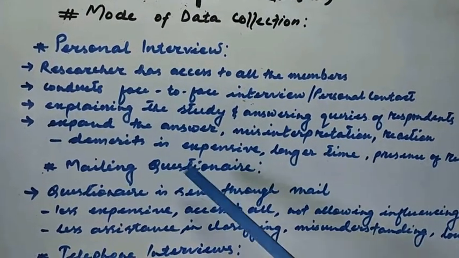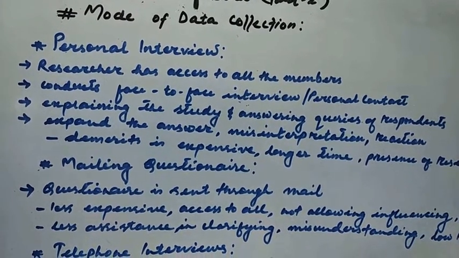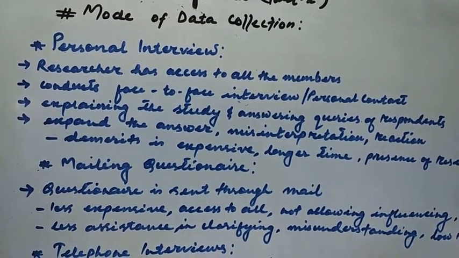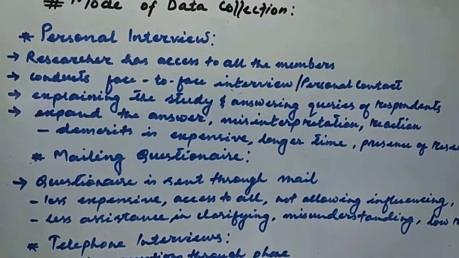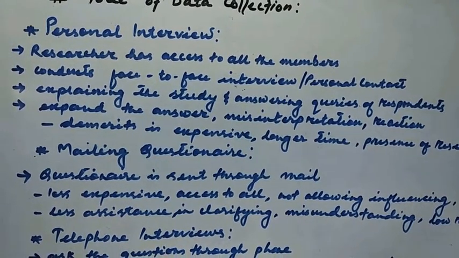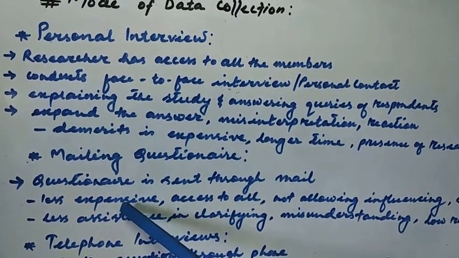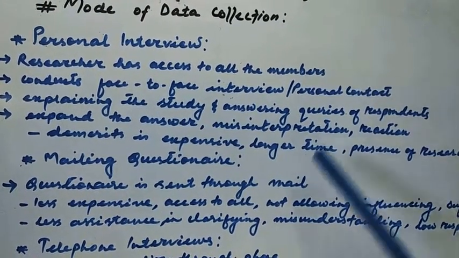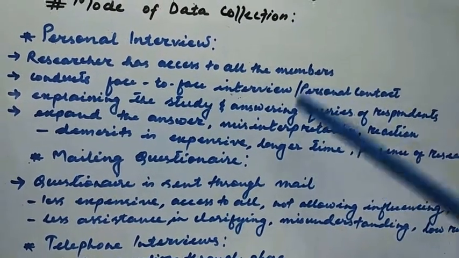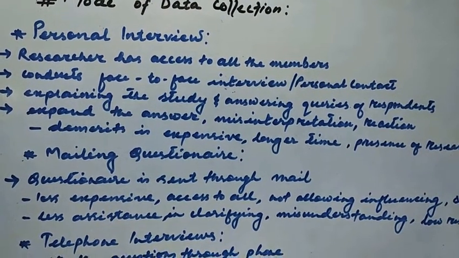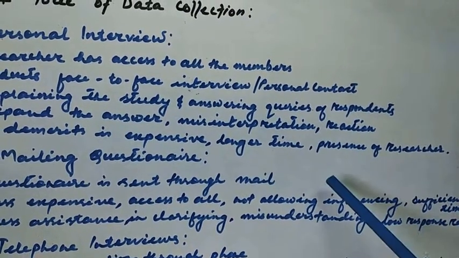The next one is the mailing questionnaire. In this mode of data collection, the questionnaire is sent through mail, and the respondent is expected to answer all the questions and return it to the investigator. We do this because it is very inexpensive, and it can give access even to remote rural areas. Accessibility is very high, and it does not allow the influence of the researcher.